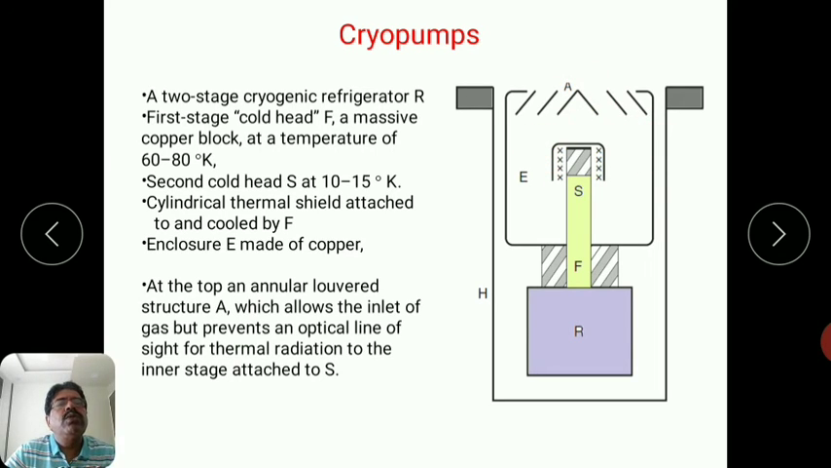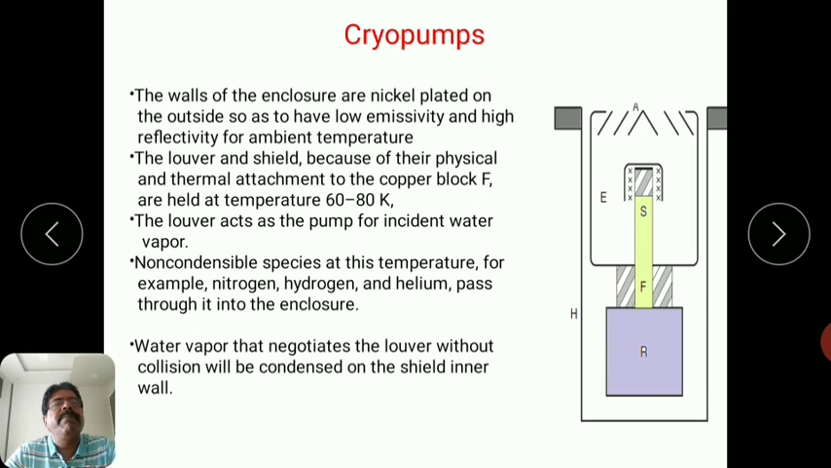This allows the inlet of gas, so gas molecules enter from this. This part is connected towards the vacuum chamber which you want to evacuate. It allows the gas molecules to enter but prevents an optical line of sight for thermal radiation, so it doesn't allow the thermal radiation to enter. It acts just like a thermal shield, which will protect this cold head S from getting heated because of the thermal radiation.